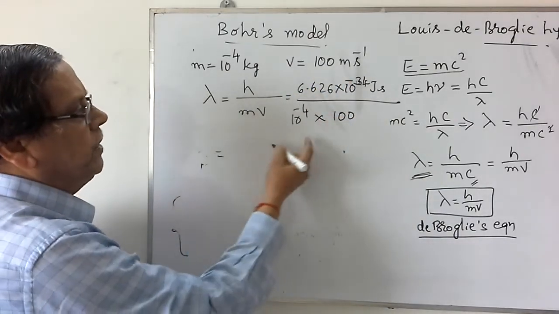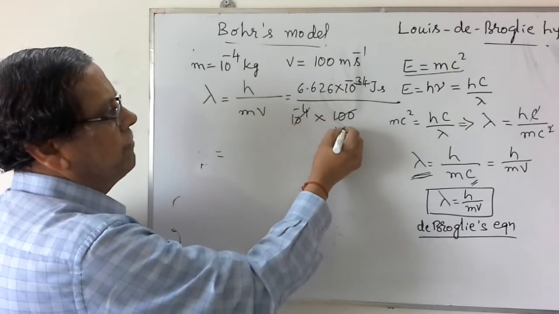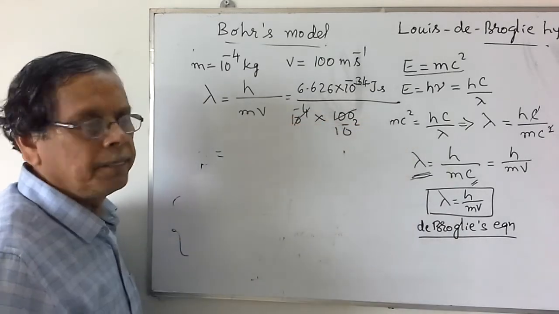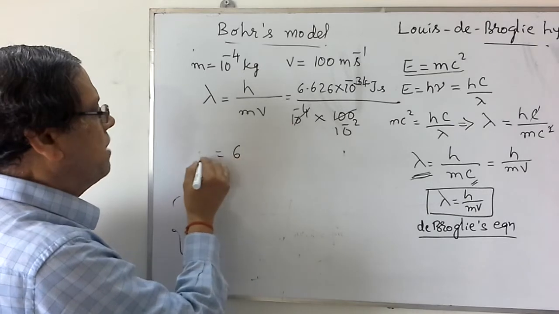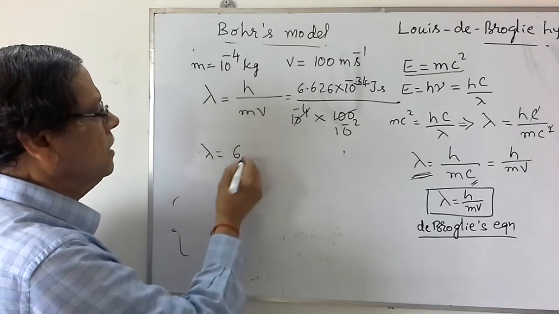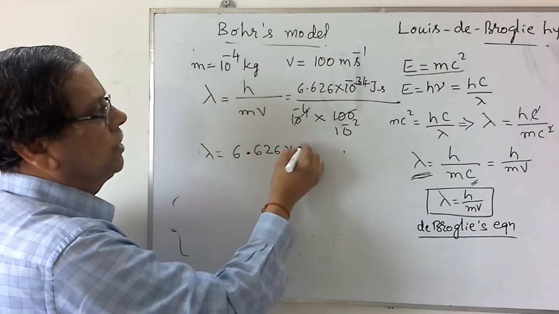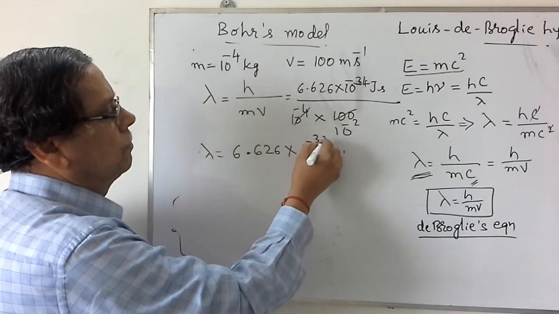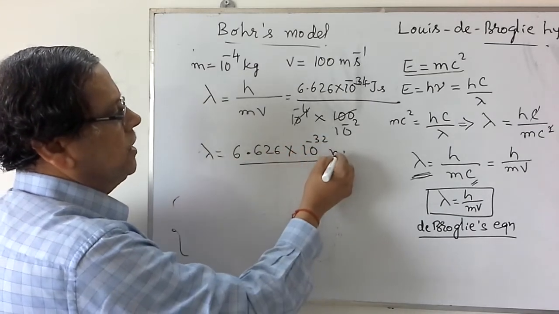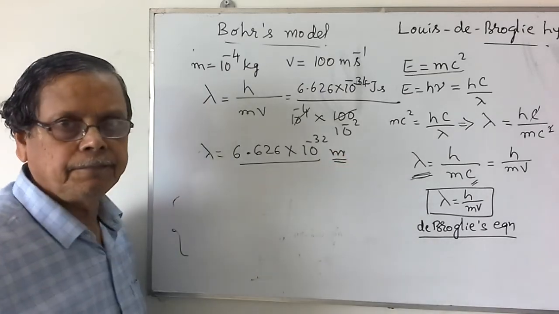If you simplify this, in the denominator we will be having 10 to the power minus 2. Therefore, the lambda for such a particle is 6.626 into 10 to the power minus 32. This is actually expressed in terms of meter.